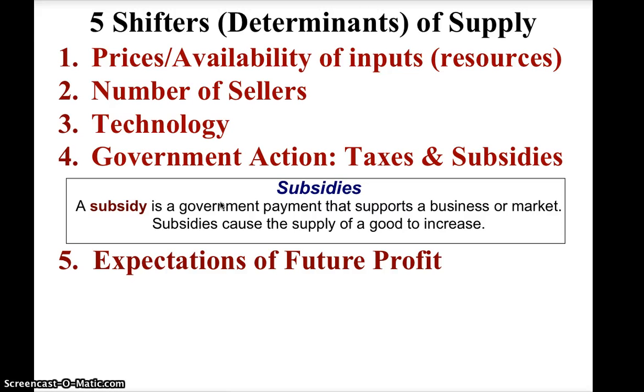And then government action. Taxes decrease the supply of goods because the businesses are forced to pay the taxes and have less capital left over to build their products. And subsidies increase supply because it's the government supporting a business or a market. The last determinant of supply is expectations of future profit. If you think there's going to be more profit in the future, you are very likely to hold back your supply right at this moment and wait for those prices to increase.